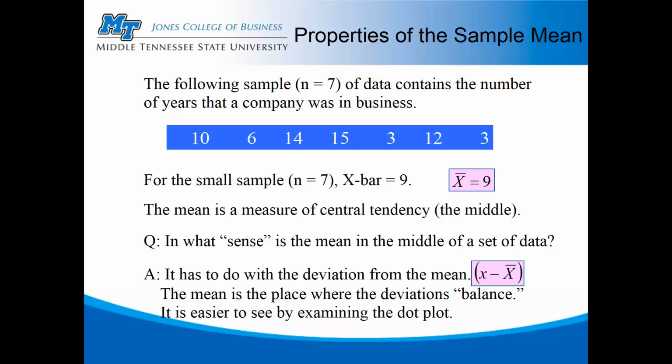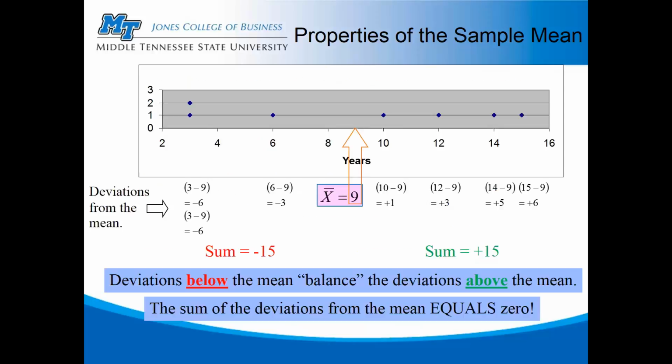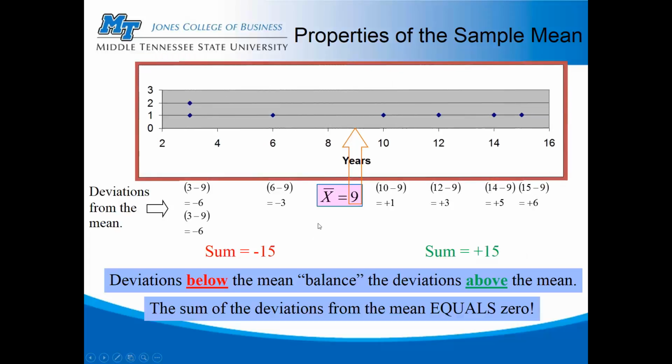Now the next slide shows a dot plot, and at least I'm trying to show it visually, what we mean when we say that the mean is the balancing point of a set of data. Now when I click on the slide, it should show kind of a teeter-totter effect. Let's see if this is going to work. But the mean is at 9.